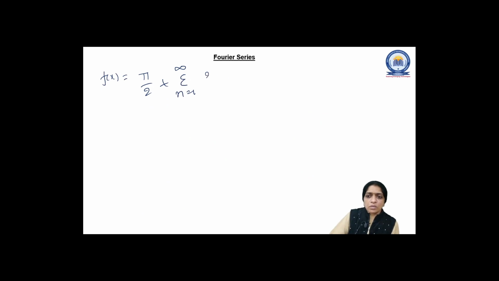So here 2 by pi, minus 1 raised to n minus 1 upon n square, into cos nx. This is the formula, or we can say this is the result of the half range cosine series. Now if we take n as an even term, then this minus 1 is converted into plus 1. So for every even n, our answer is 0.